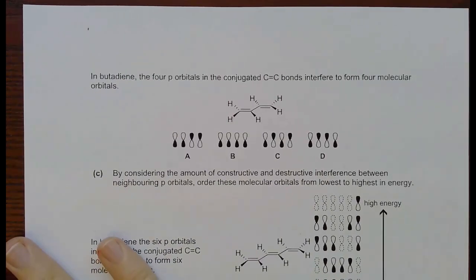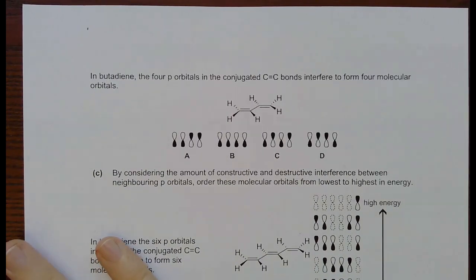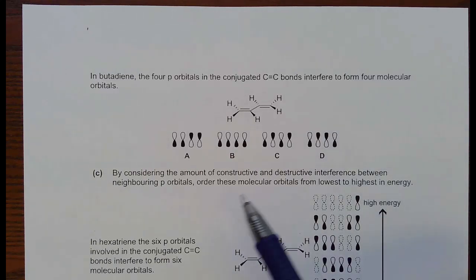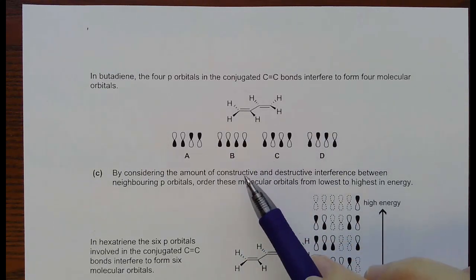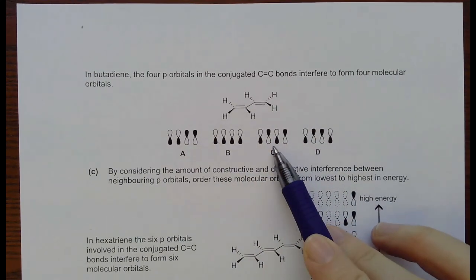What a lot of students that I saw did was they just had the order wrong. So they realised that there was an order, but they weren't quite sure whether it was this one that was the lowest energy or it was this one that was the lowest energy.